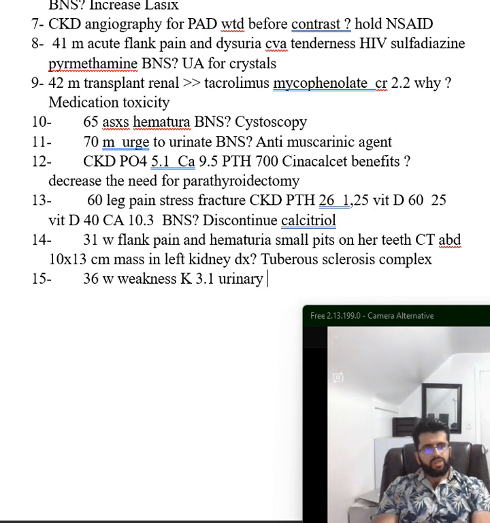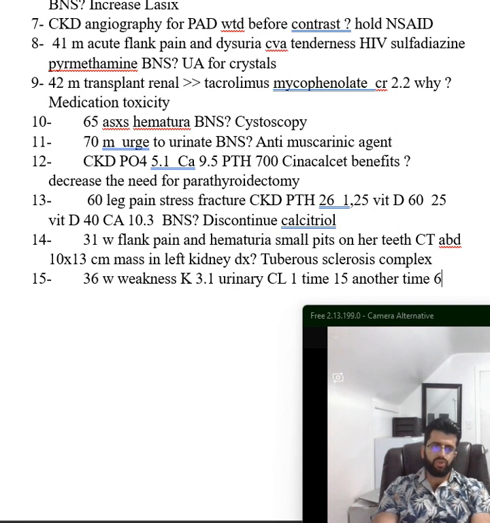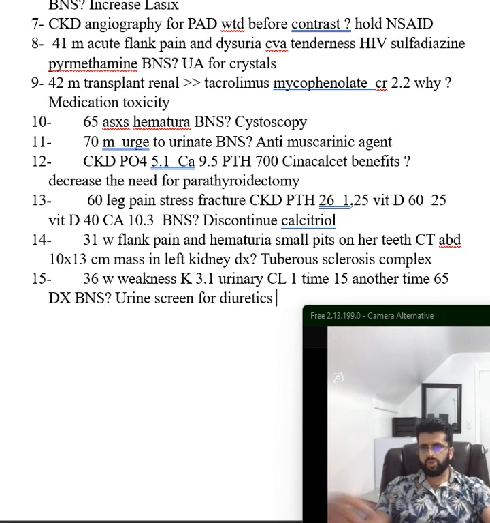So you check urinary chloride, that reveals the truth. Urinary chloride on 2 occasions. One time it's 15, another time it's 65. So this discrepancy in urinary chloride suggests, and they ask you, okay, what's the diagnosis? Why is that? How do you find the diagnosis or best next step? This is diuretic abuse. So you want to do a urine screen for diuretics. Why? Because the chloride is going to give you the answer. If the urine chloride is more than 20, this means maybe there's diuretic abuse. Okay.